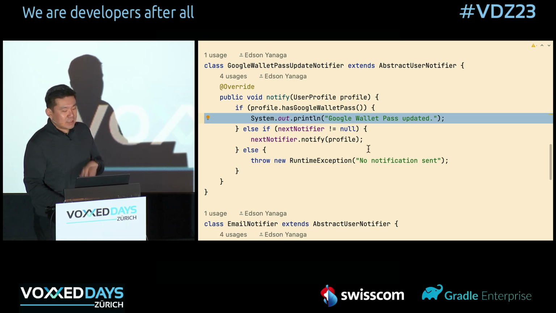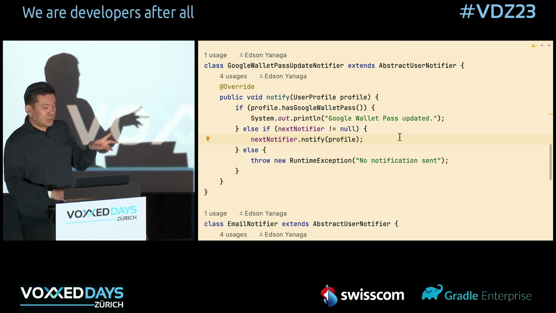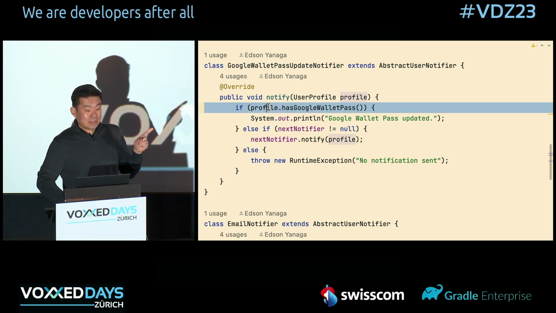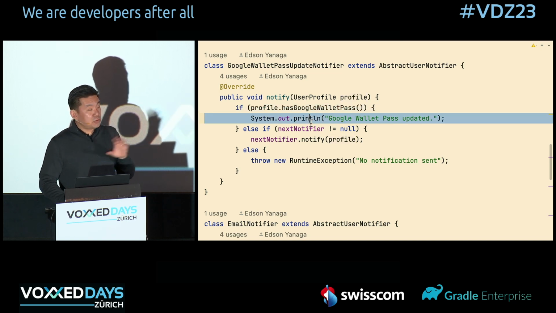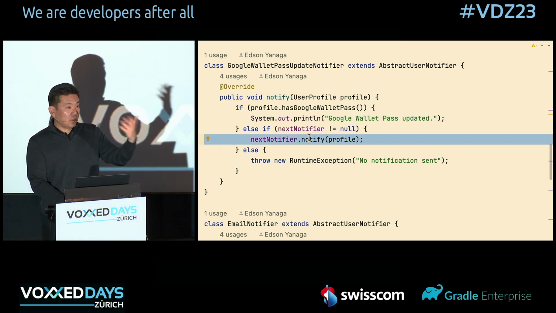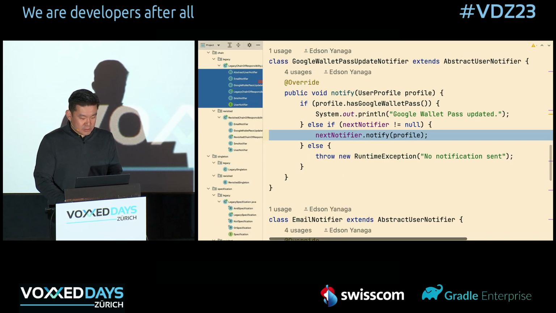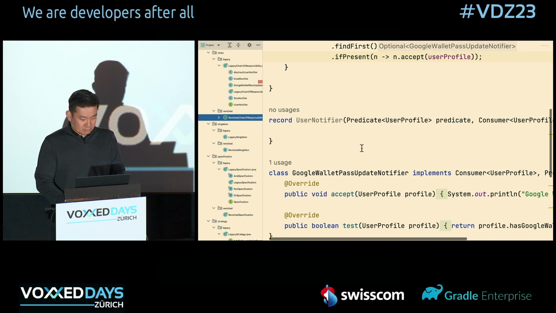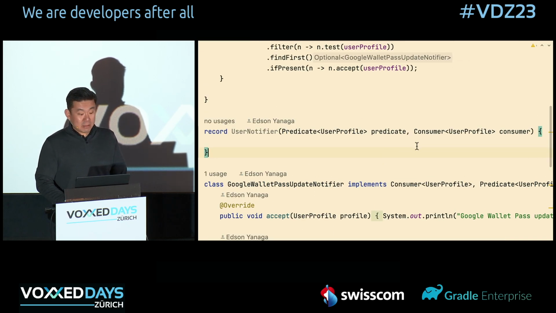Boring, right? The problem with this implementation is that maybe your code is doing too much. You're doing first, you're testing if your object in the chain applies, and then you're trying to do the thing that you're supposed to do, and then you have to follow the next object in the chain. What can we do different here in 2023? Well, there are different ways of implementing that.